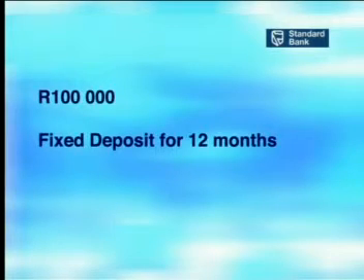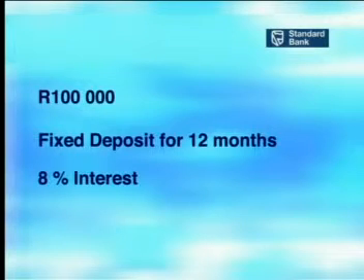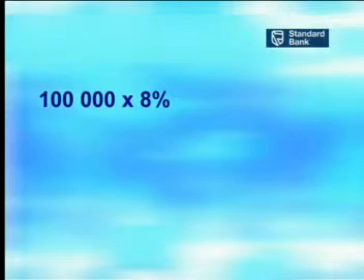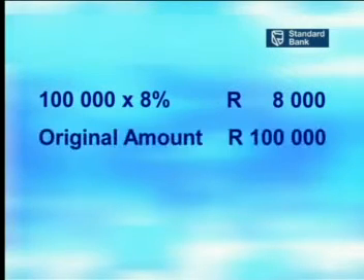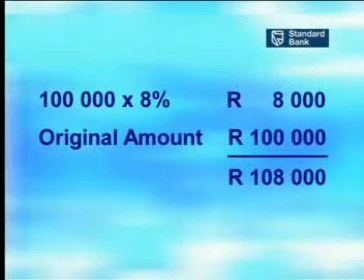Let's say you have 100,000 Rand that you choose to invest at the bank in a fixed deposit account for 12 months on which you will earn 8% interest. What will it be worth after that 12-month period? Okay, so we're talking about simple interest, right? That would just be 100,000 times 8% plus the original amount. So that total after 1 year would be 108,000 Rand. That's exactly right.